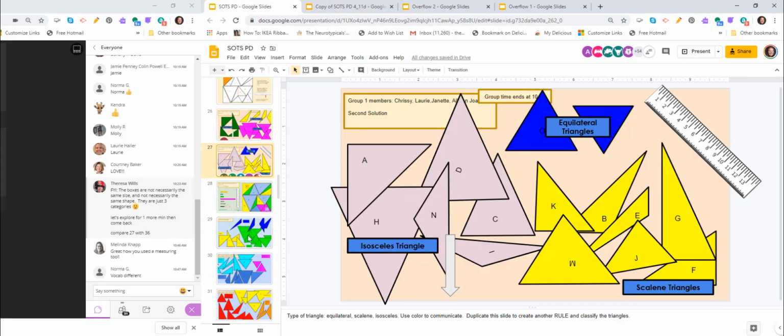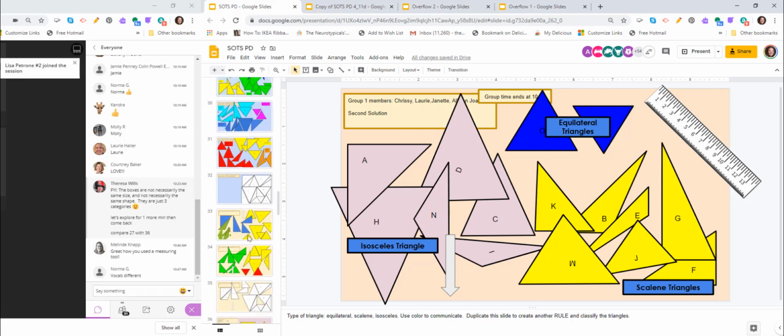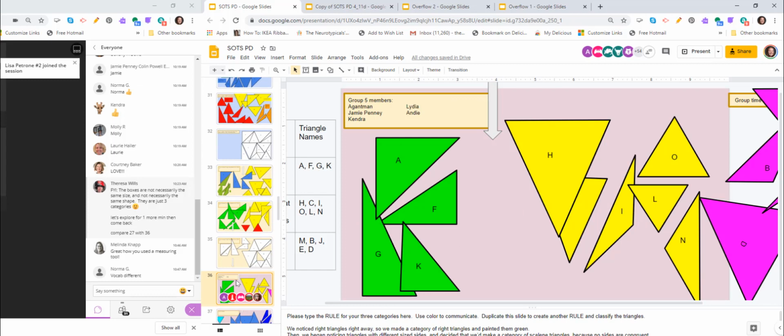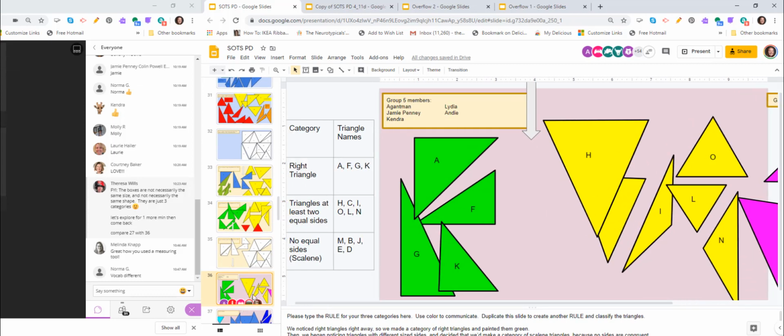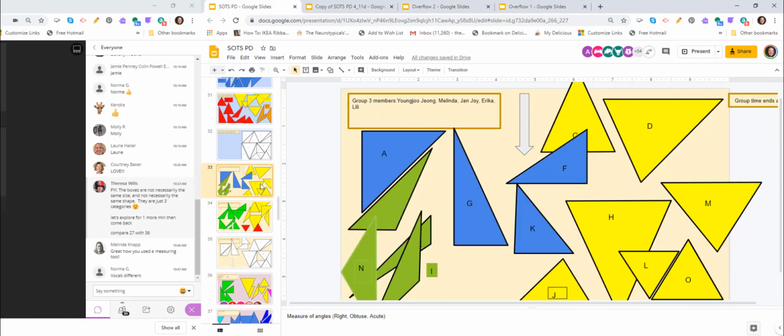So both groups identified scalene and isosceles, but one group did right triangles and the other group did equilateral. So one was kind of a hybrid and one was just all sides. That hybrid is pretty interesting mathematically, and it's one that we want to get our students really thinking about. Let's look at another one, slide 33.